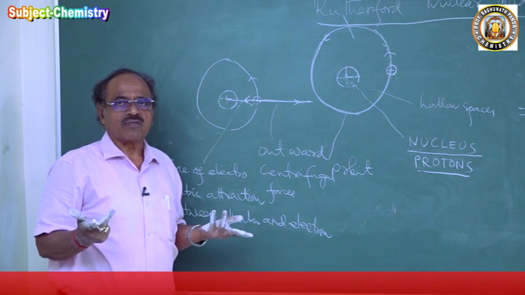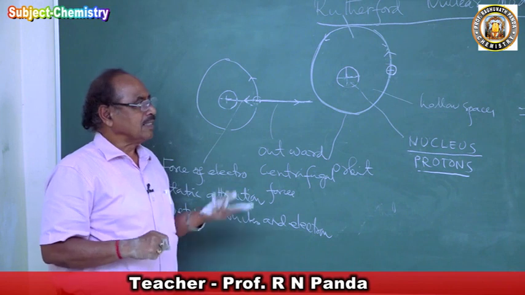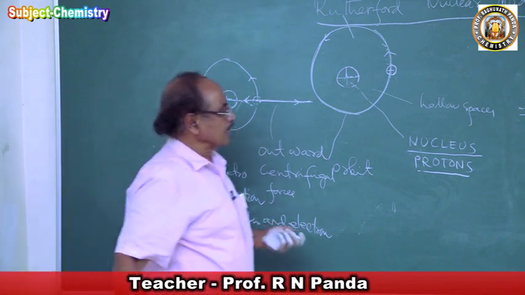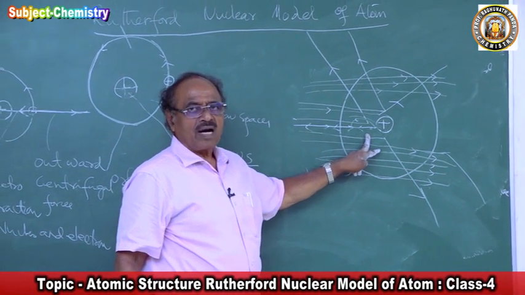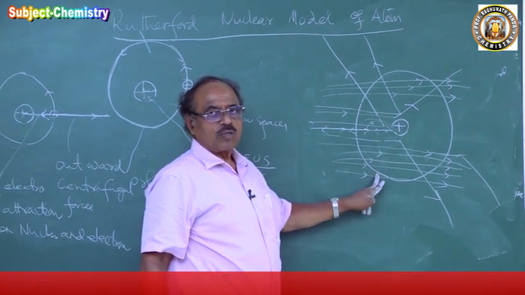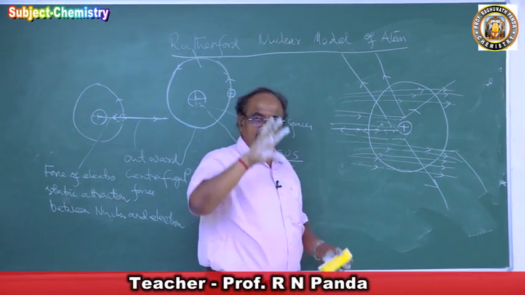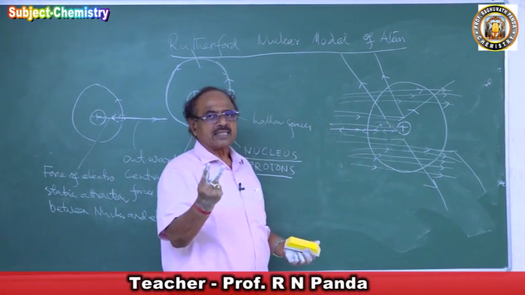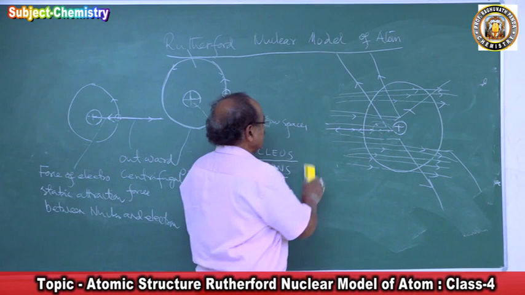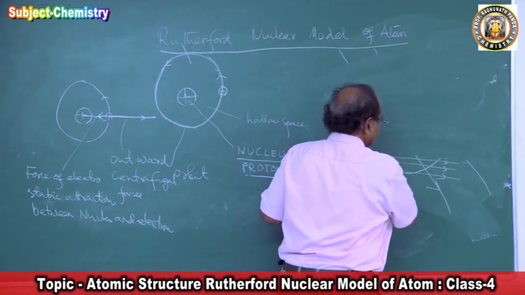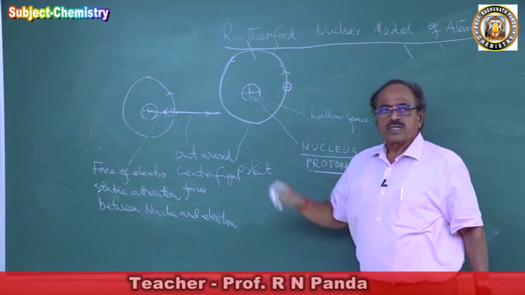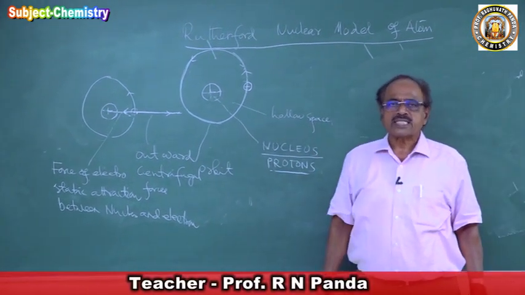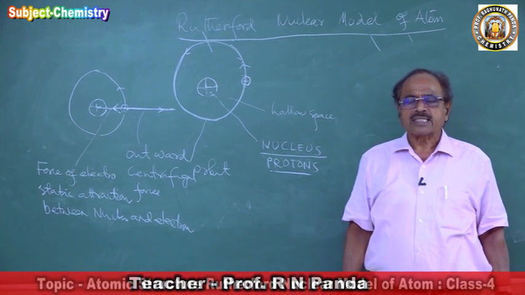So in a very wonderful way, he configured the proton and electron inside the atom from this experiment called scattering of alpha particles by a thin gold foil, and proposed the model of the atom with a nucleus. Hence he named it the nuclear model of the atom. This model proposed by Rutherford is comparable with what?